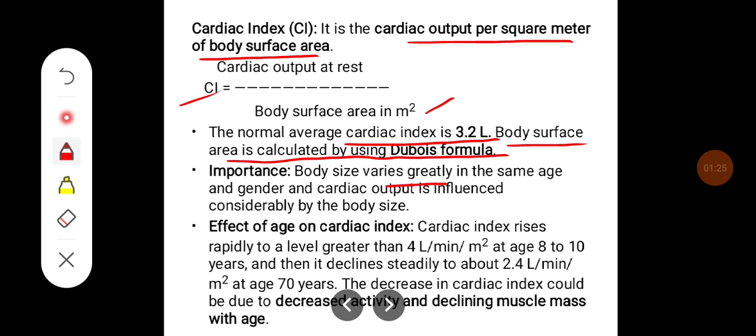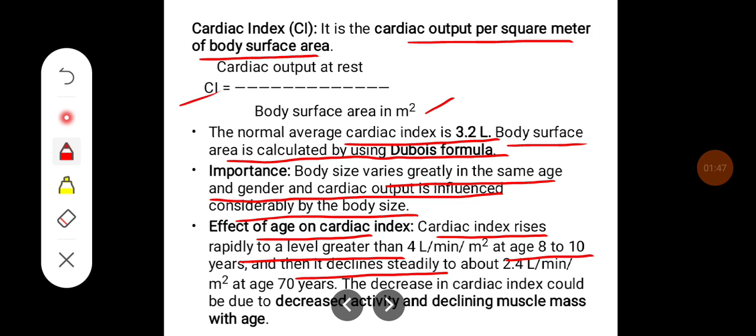The body size varies greatly in the same age and gender, and cardiac output is influenced considerably by the body size. The cardiac index rises rapidly to a level greater than 4 liters per minute per meter square at the age of 8 to 10 years, but then it declines steadily to about 2.4 liters per minute per meter square at the age of 70 years. The decrease in cardiac index could be due to decrease in activity and declining muscle mass with age.